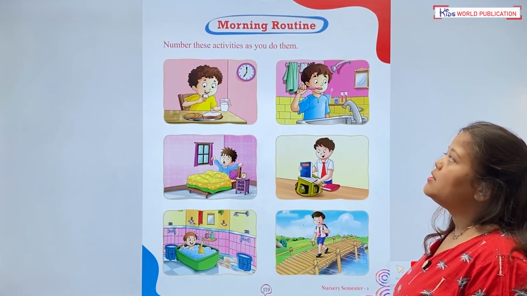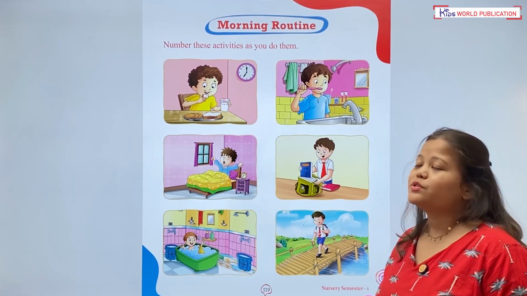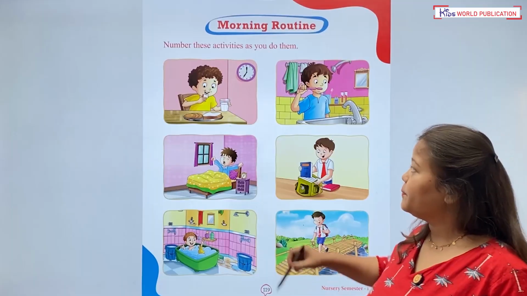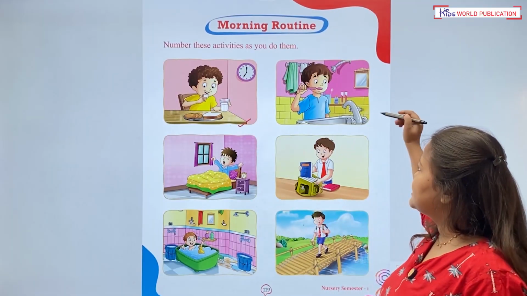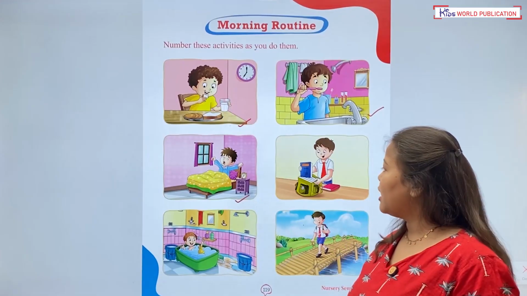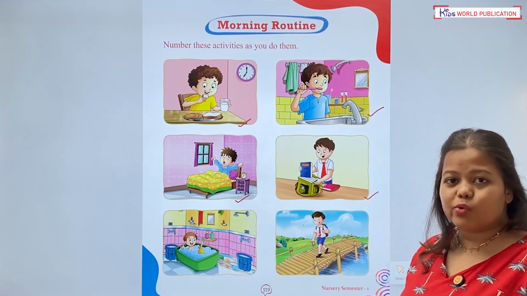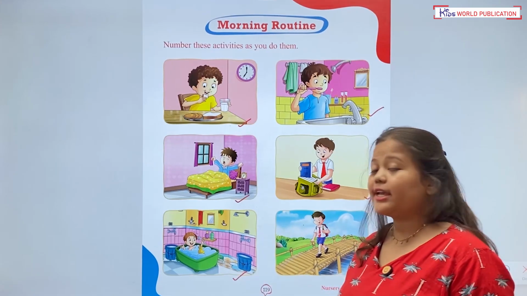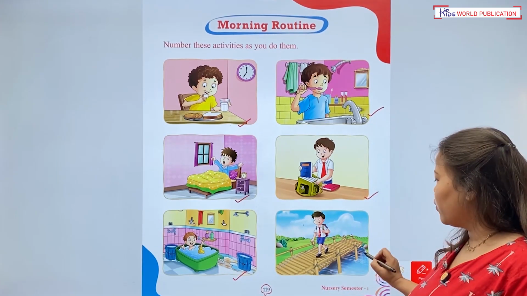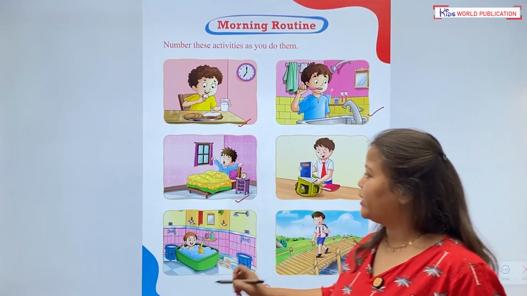Morning routine. Number these activities as you do them. So, in the first picture, eating breakfast. Second, brushing teeth. Third, waking up. Fourth, packing school bag. Fifth, taking bath. Sixth, going to school. So the first thing you do in the morning is waking up.